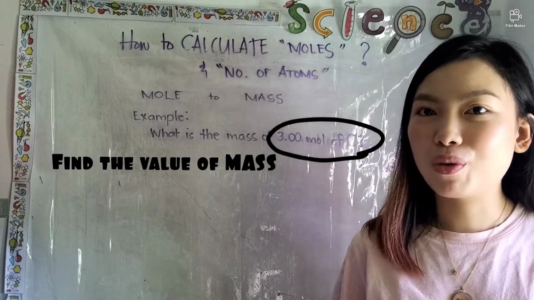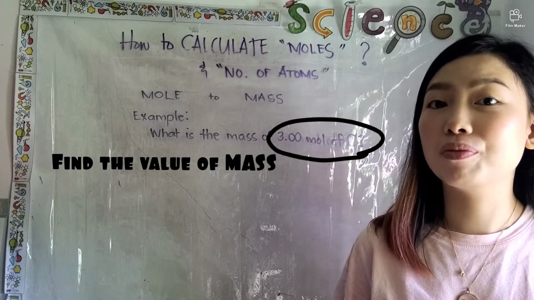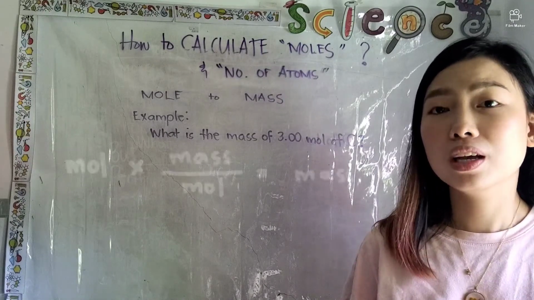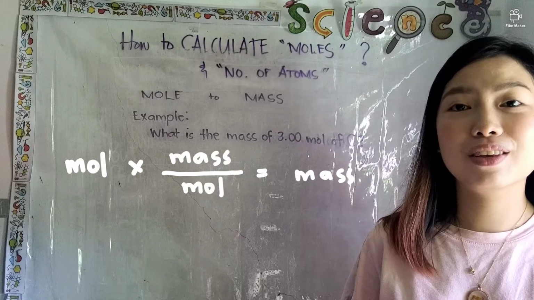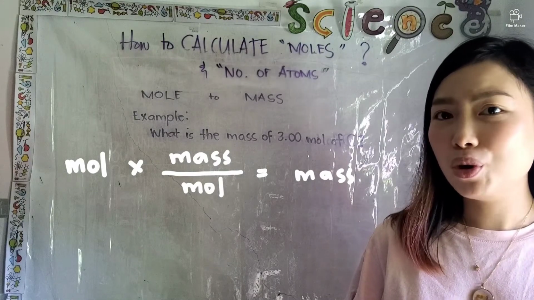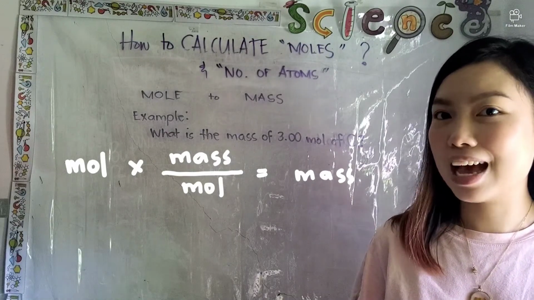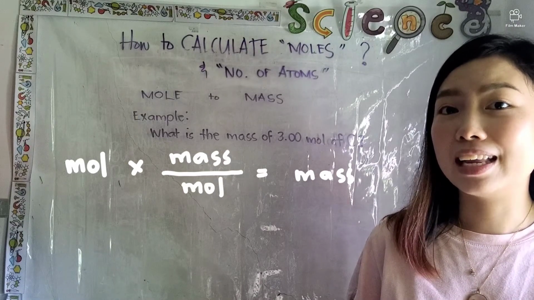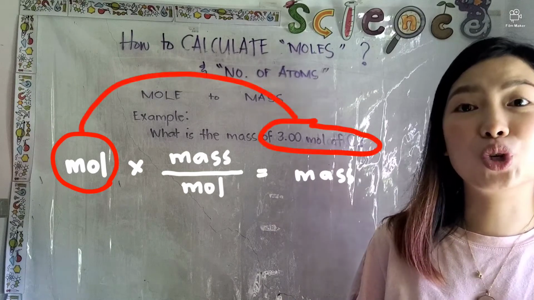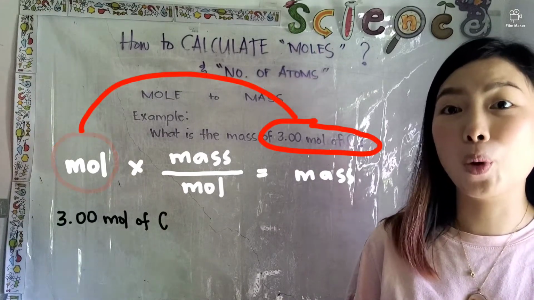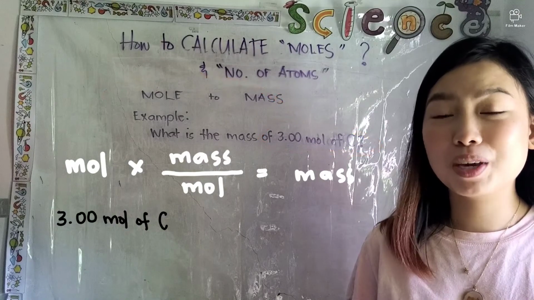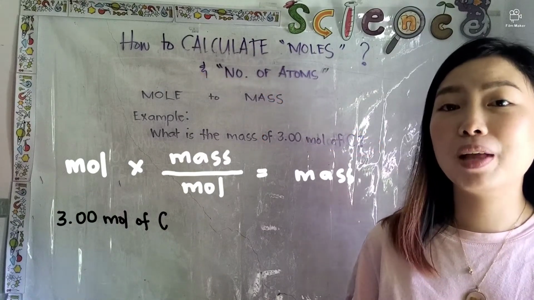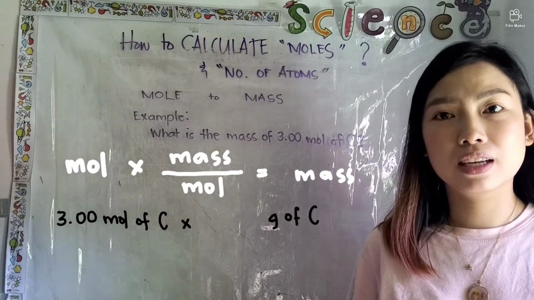Now, to find the value of the mass, we'll have this formula. Mole is equal to mass divided by the mole. Now, anong given ang ilalagay natin sa ating mole sa unahan? So, yung mole natin sa unahan ay lalagyan natin ng given natin sa question na 3.00 mole of carbon. So, that would be the value of the mole sa unahan. Then, multiply it with the value of the mass.